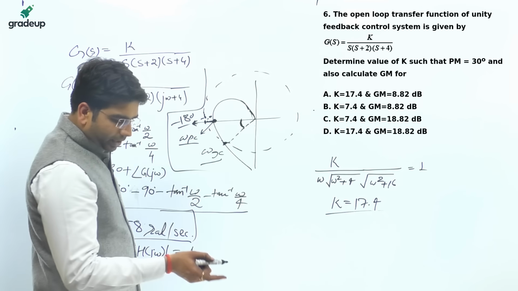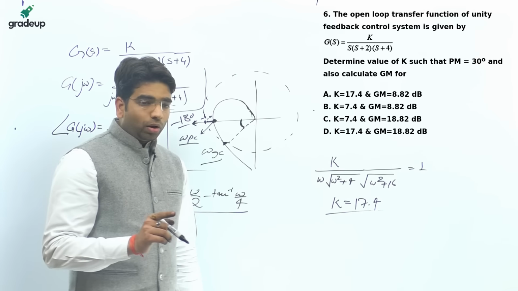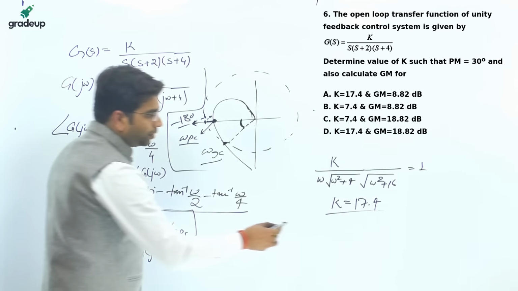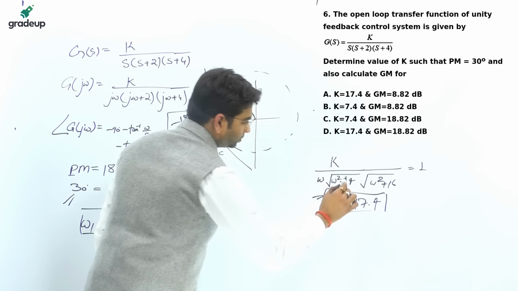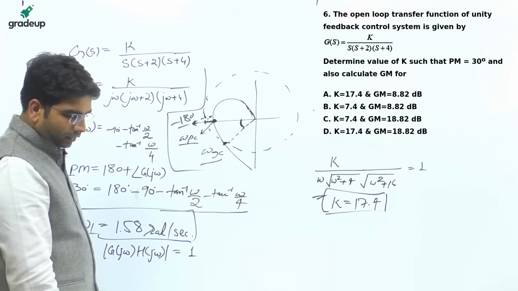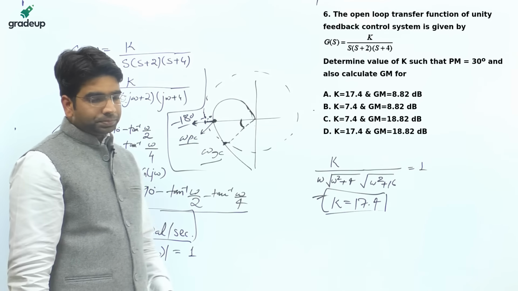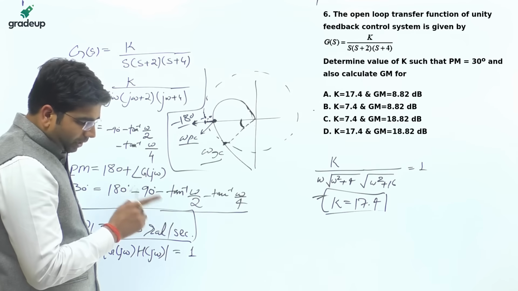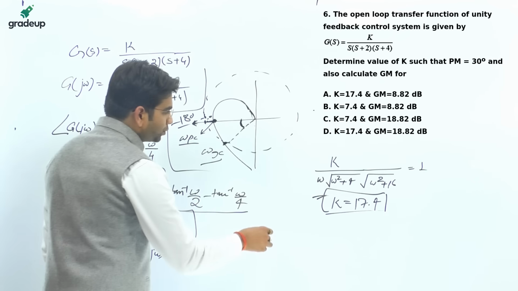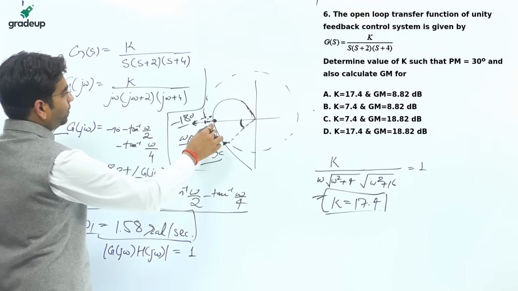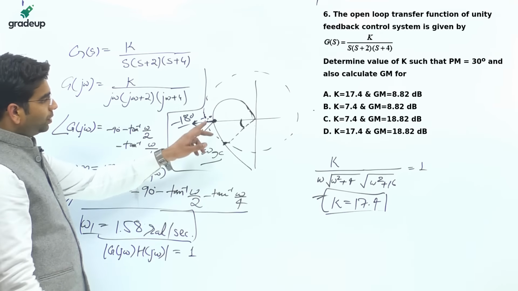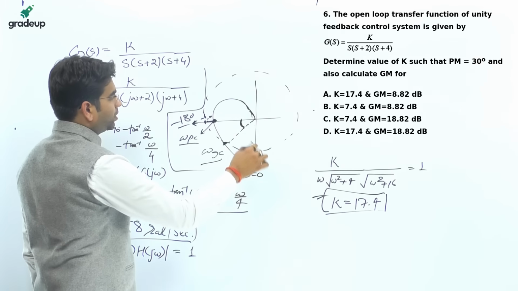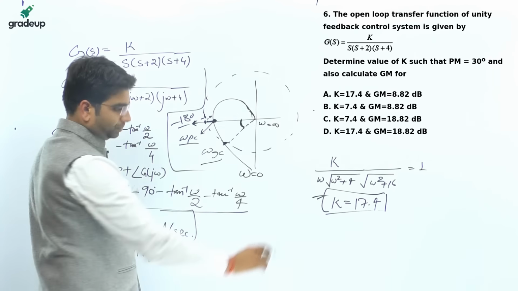Okay, what it is saying in the question again is that also calculate the gain margin. The gain margin has to be calculated for this value of k, but the gain margin is also at the phase crossover frequency. The phase crossover frequency is this, okay, at this frequency. We started from omega is equal to 0 to omega is equal to infinity.